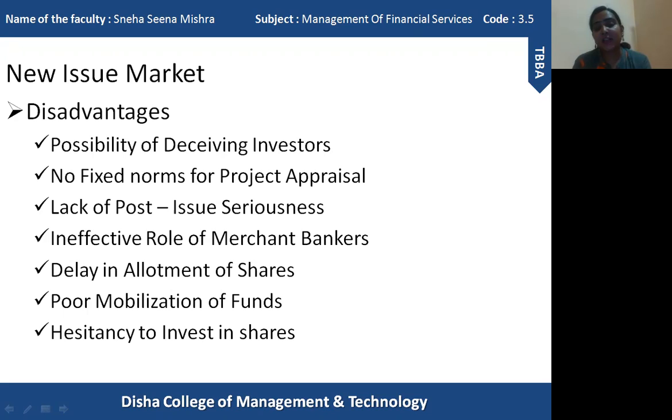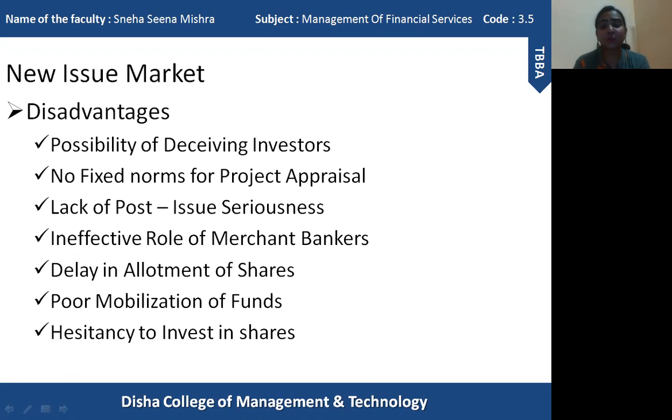So if such misleading information is provided by the company, then the investors will be easily deceived by such a company. So a company can also provide misleading information, or some kind of information which is not at all correct, some kind of fake information regarding the returns they are supposed to get.